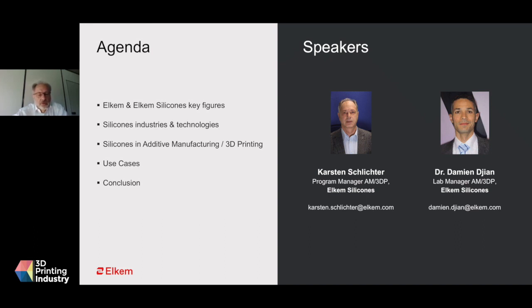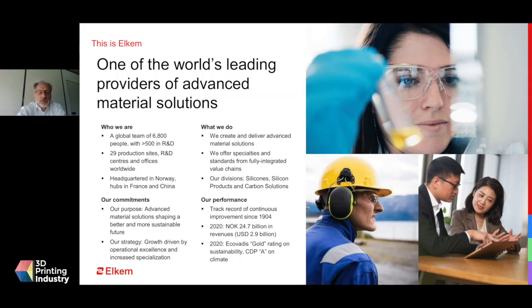So let's start with having some words about Alchem. Alchem is a Norwegian company with a headquarters in Oslo, but we have major hubs in France and in China. We are a global company operating out of 29 production sites, as well as R&D centers and offices worldwide, from Brazil to North America, from Europe to Asia Pacific, always being close to our customers in order to provide them the best solutions based on silicon chemistry.